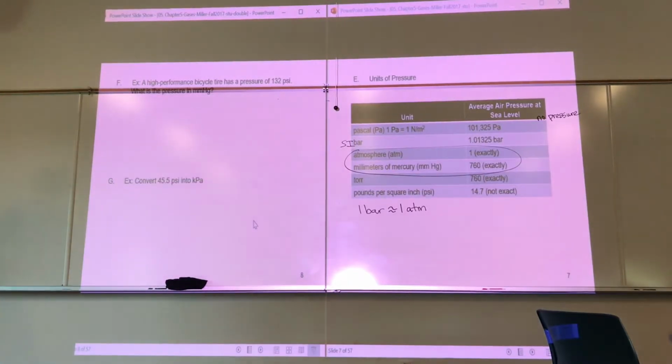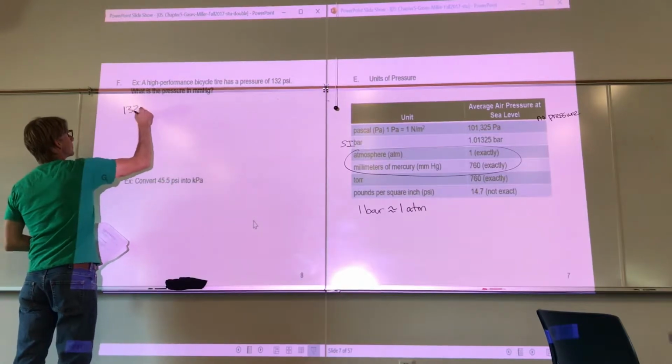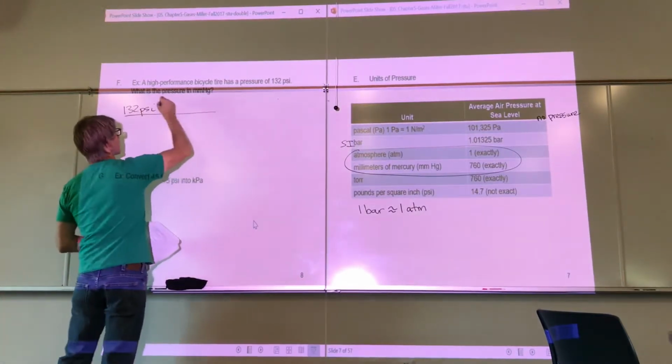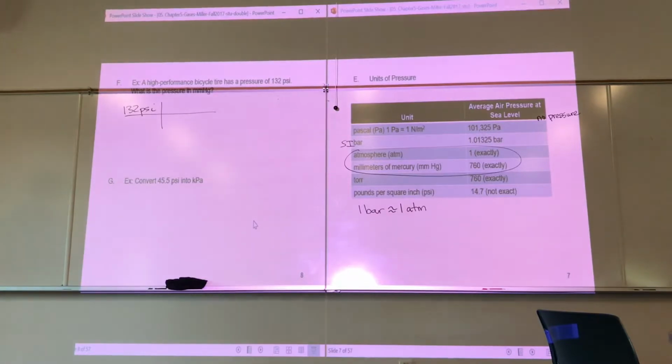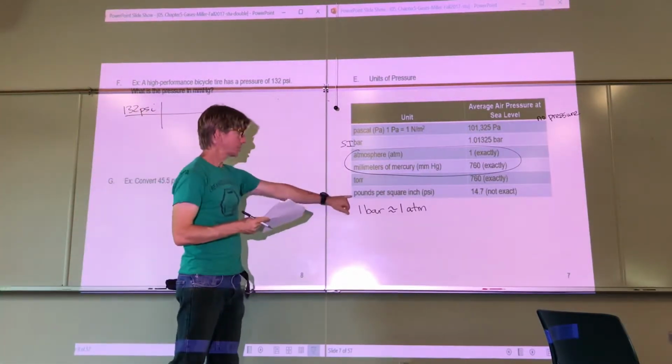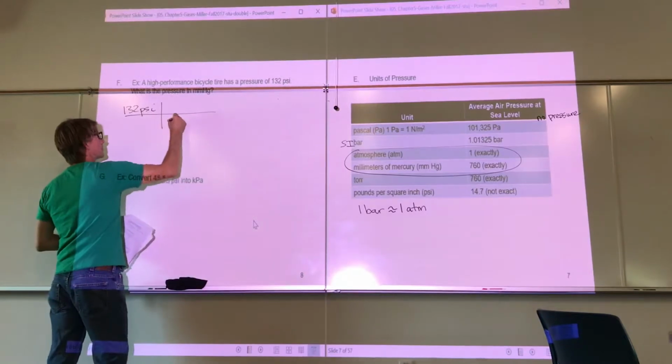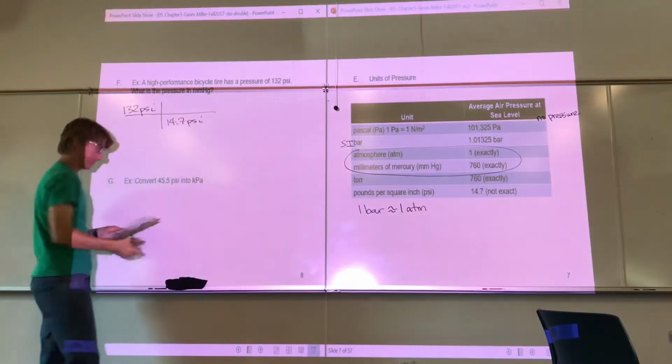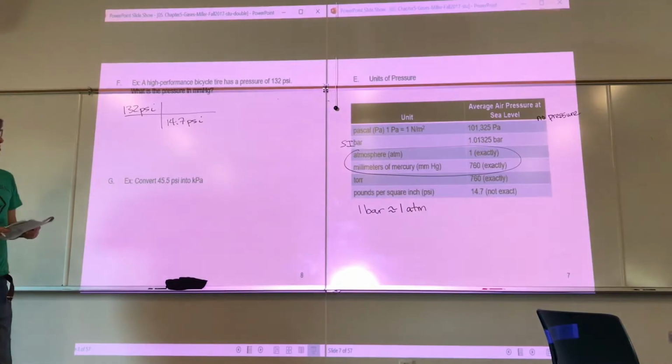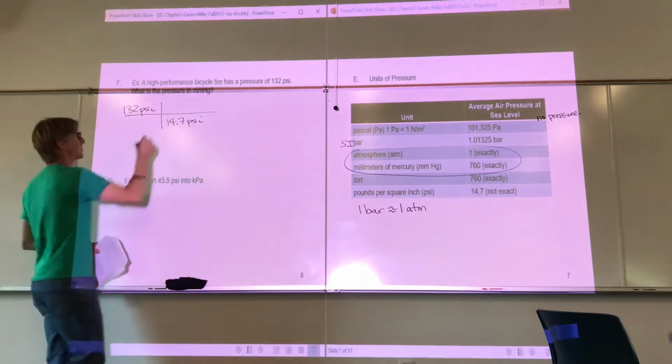It says a high-performance bicycle tire has a pressure of 132 psi. What is the pressure in millimeters of mercury? We can use our unit conversions over there. We can say that 14.7 psi is equal to, all those things are equal to each other. 14.7 psi equals 760 millimeters of mercury.